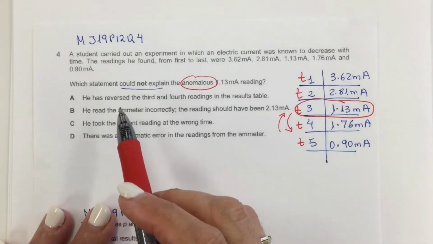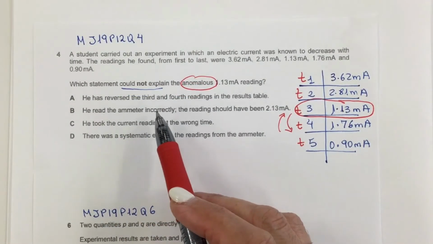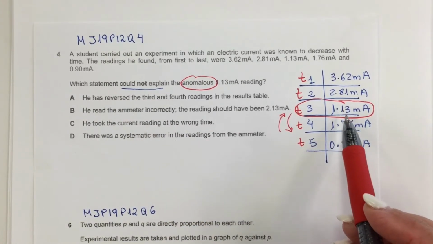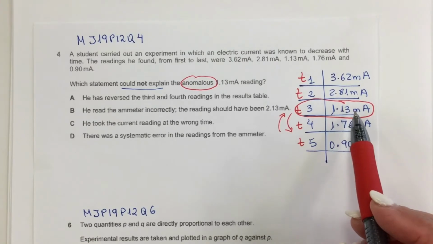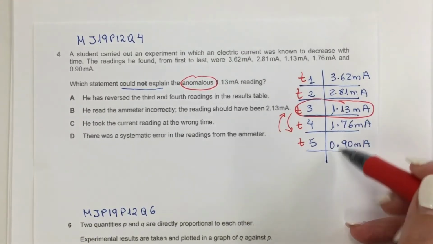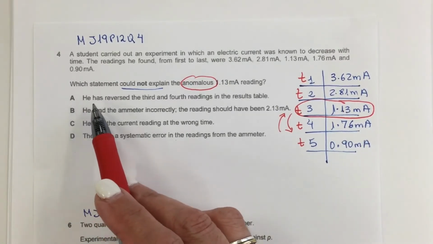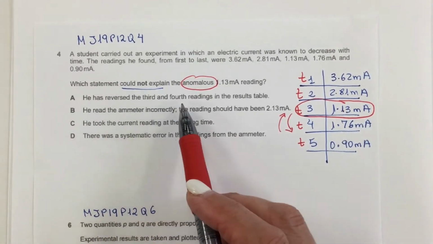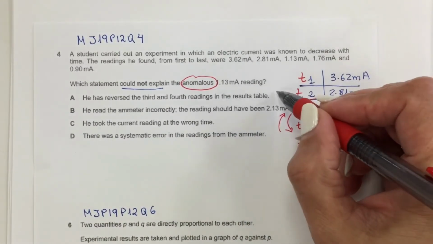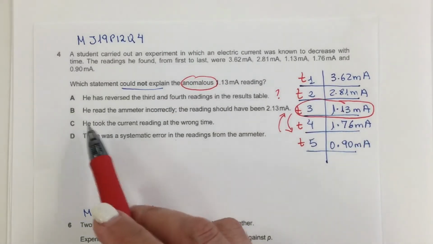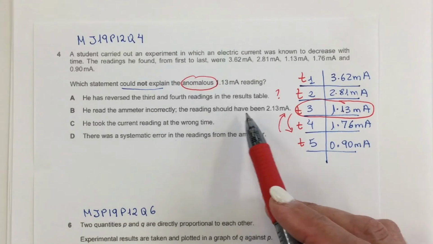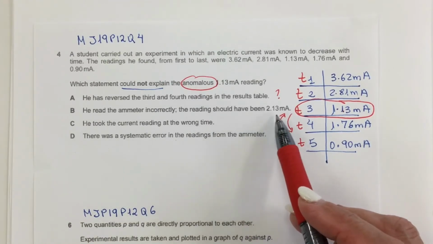So let's check each option and see what could not explain this out of place or anomalous value on this table. A, he has reversed the 3rd and 4th reading in the result table. Is that possible? Yeah, possible. He read the meter incorrectly. The reading should have been 2.13.